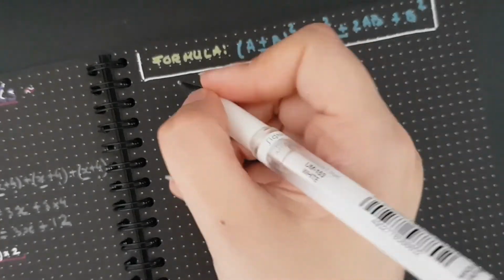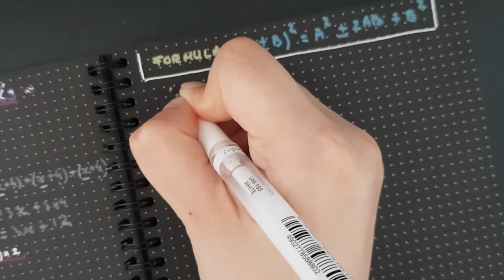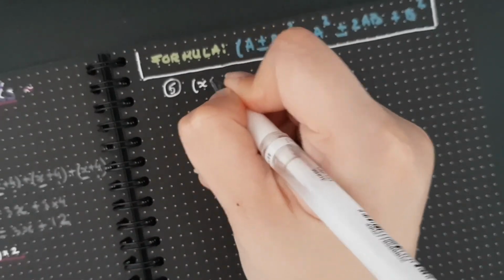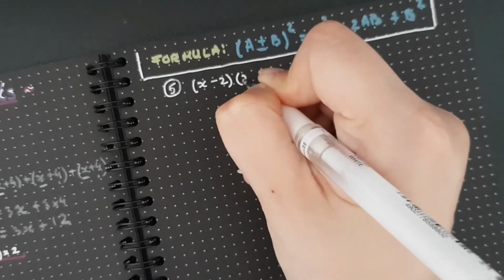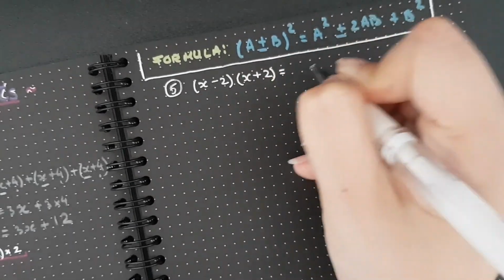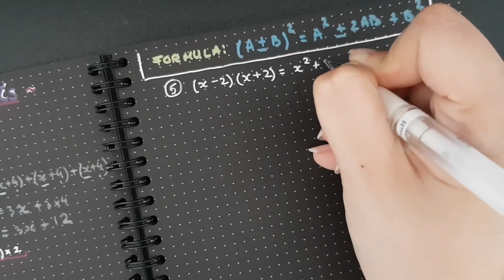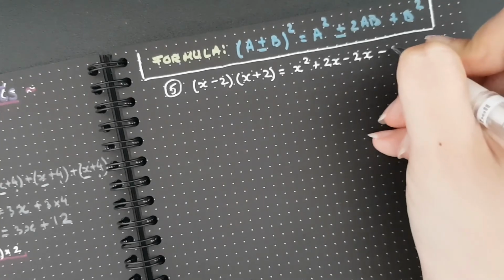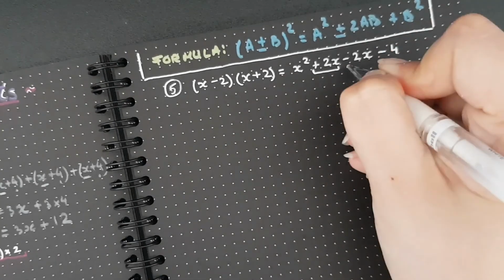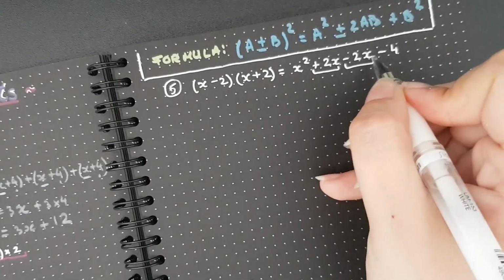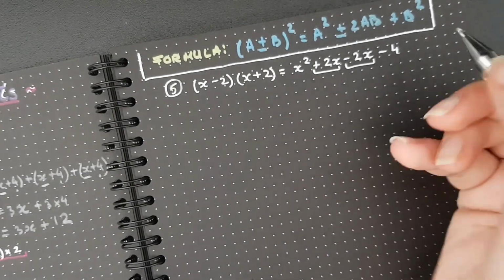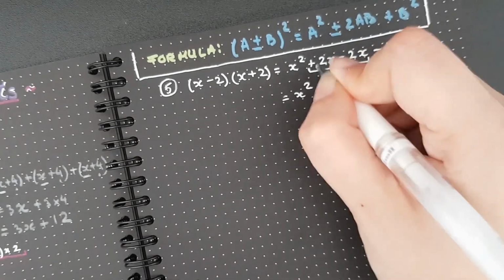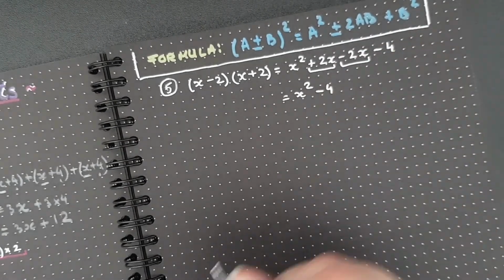So I stopped at example 4, so I'm gonna go with example 5. I've got x minus 2, x plus 2. So this gives me x squared plus 2x minus 2x minus 4. And again, I'm looking at the middle bit. It's very interesting because this time this is a plus 2 and this is a minus 2, so they kind of cancel each other out. So I go x squared, this is a 0, and then minus 4.